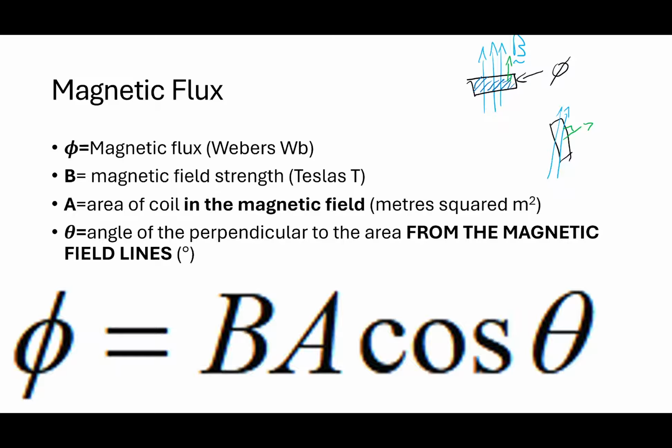So you can find that by finding the angle between the area and the field lines and subtracting that from 90 degrees.